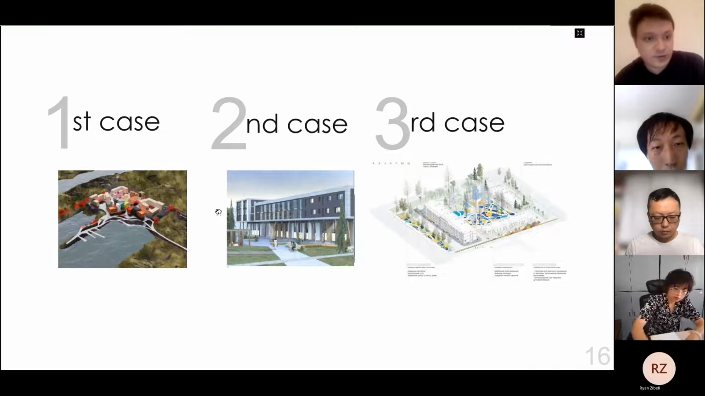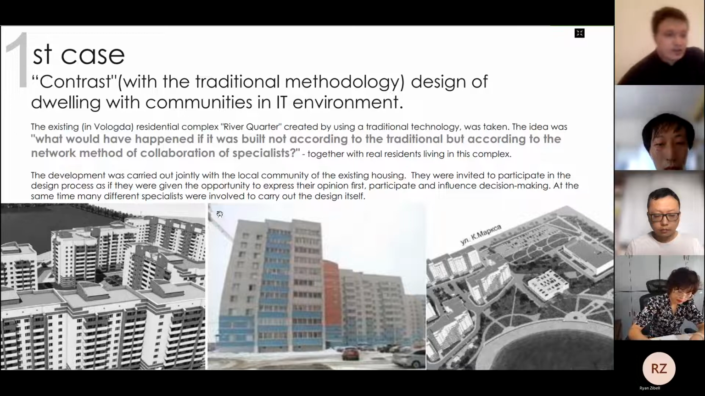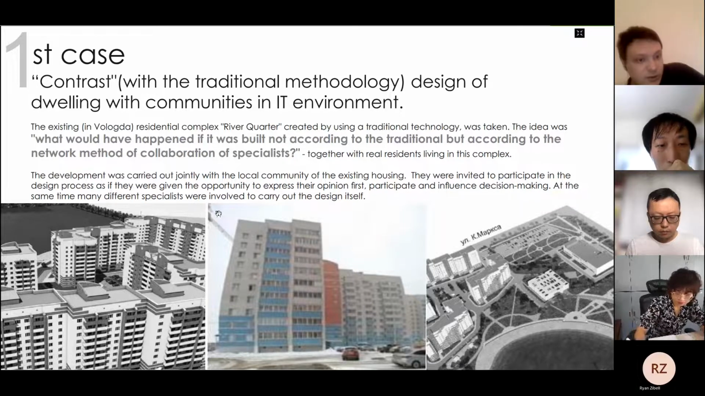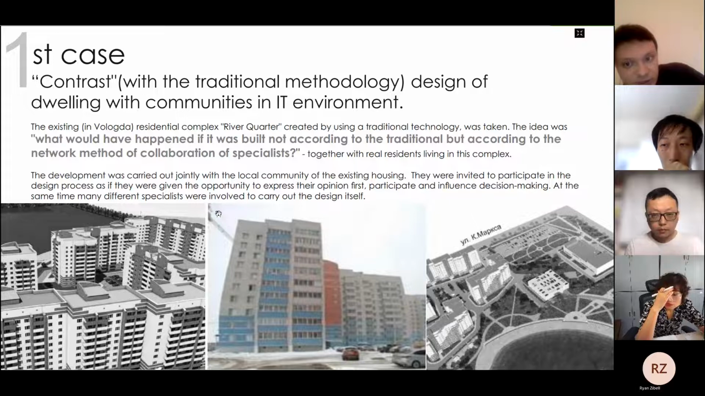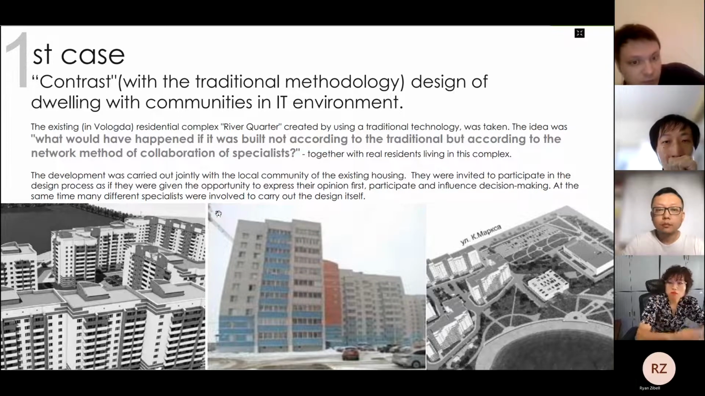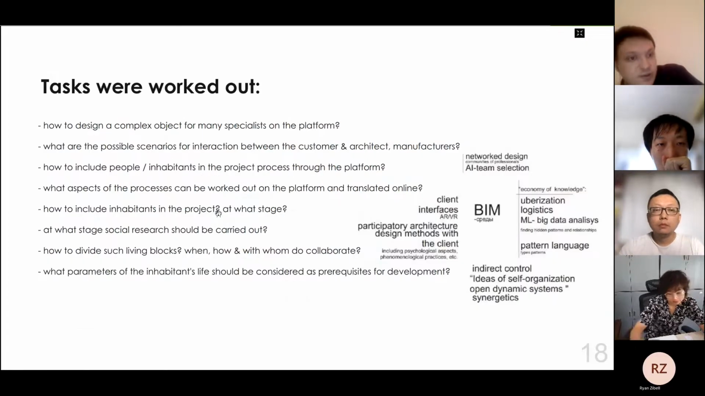So the three cases. The first case is a contrast with the traditional methodology: design of dwelling with communities in an IT environment. An existing residential complex in one of our cities, River Quarter, created by using a traditional technology, was taken. The idea was what would have happened if it was built not according to the traditional, but according to the network method of cooperation of specialists together with real residents living in this complex. The development was carried out jointly with the local community of the existing housing. They were invited to participate in the design process.